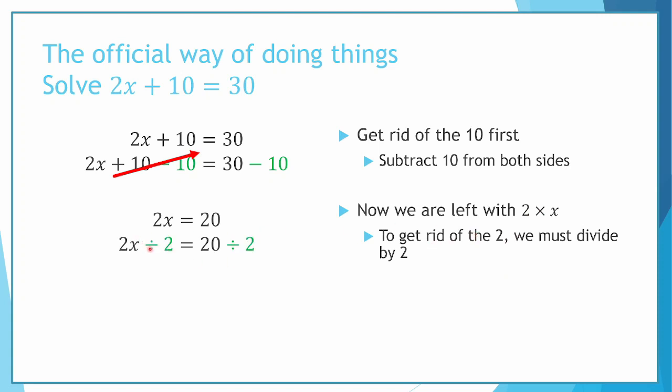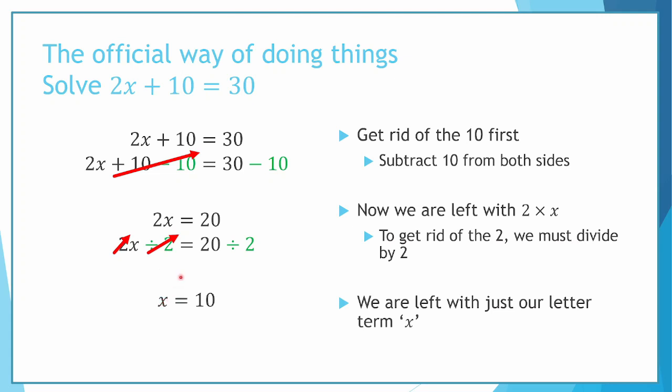So 2x divided by 2 equals 20 divided by 2. Whatever we do to one side, we must do to the other side. This 2 and this 2 will cancel because 2 divided by 2 gives us 1. So we're left with just x on the left side equaling 10. So that's how we've solved our value for x. And of course, we put that back in just like we did previously: 2 times x is equal to 20, plus 10 is equal to 30, which equals 30. So our left side and our right side are now balanced with each other.